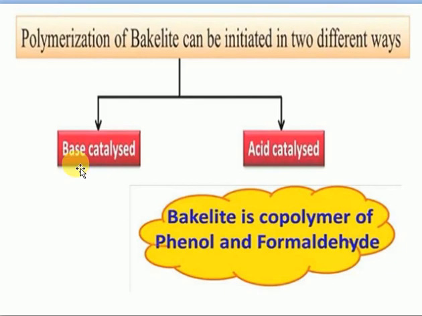Acid catalyst. Look here, the base acting as catalyst only; the acid acting as catalyst only. Bakelite is the copolymer of phenol plus formaldehyde. This is very important. Generally, the monomers phenol plus formaldehyde combined together form bakelite.